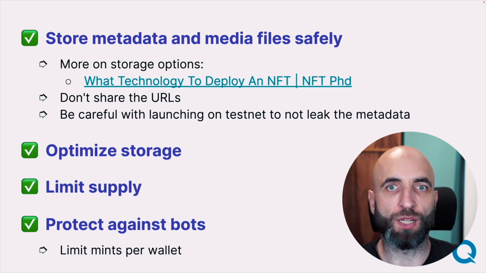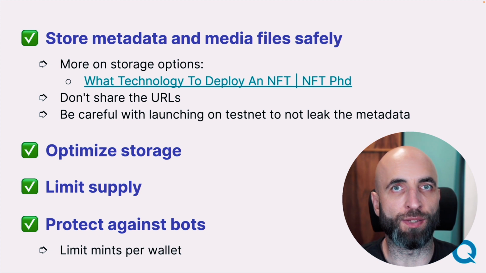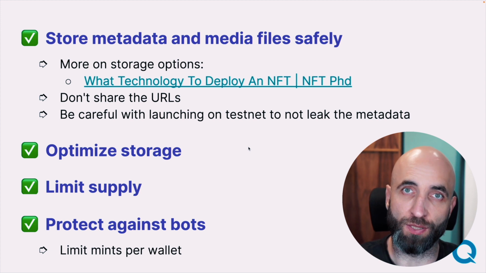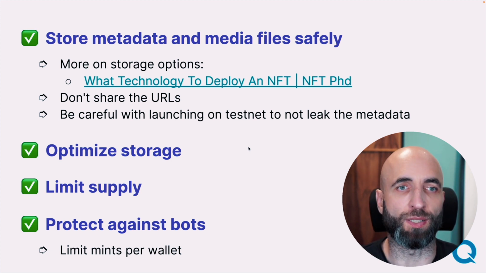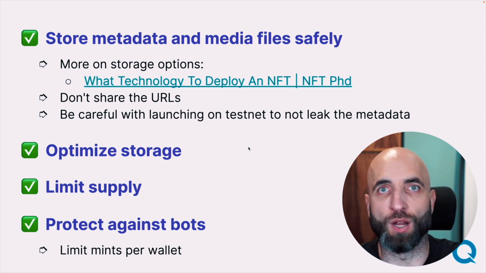An important aspect of minting is metadata and media files, and those need to be stored safely and in the storage options that make sense. More on storage options in the previous episode, what technology to deploy NFT, but also don't share the URLs of your metadata files and media files, and same as discussed previously, be careful when launching to testnets so that you do not leak the metadata before minting on mainnet.